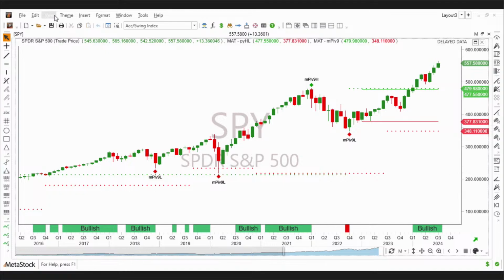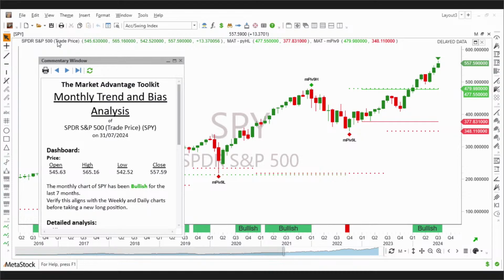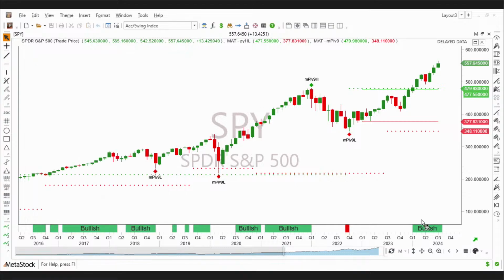You also have, if you go to view and expert commentary, what's beautiful about Metastock is that everything is programmed bar by bar by bar. You can see here there's an upside down triangle on the current bar. If I move to the next bar, that triangle moves across, keeps on moving. So what the commentary is doing is giving you a bar by bar commentary of what is happening on that particular bar. So you've got this almost voice in your head that's keeping you aligned with the market. So the monthly is bullish.